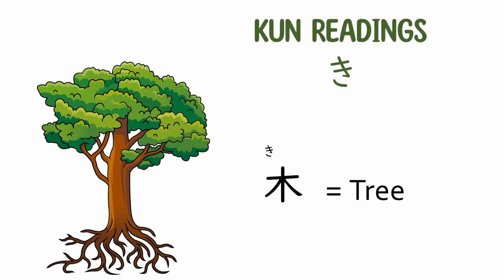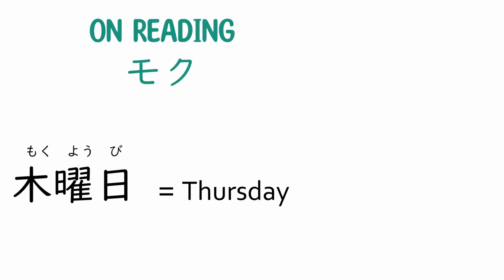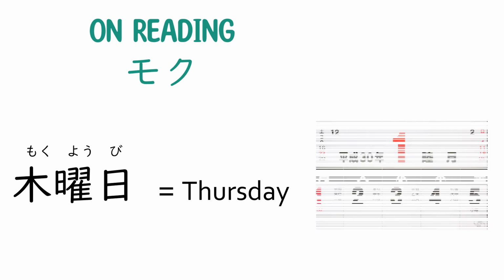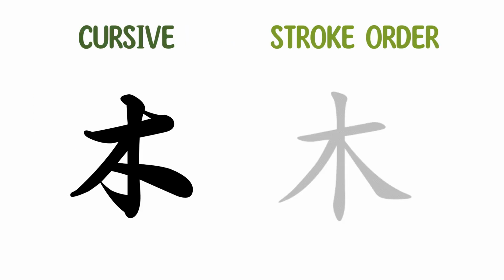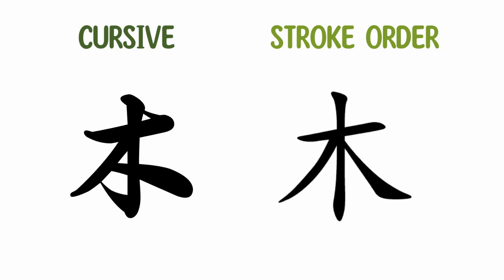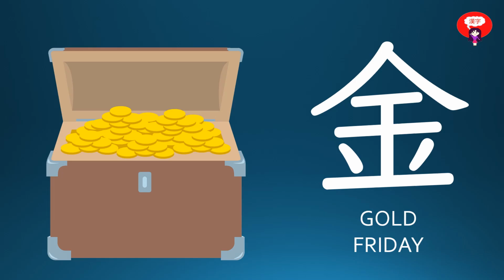The kun reading is ki, which again means tree. As for the on reading, we have moku, as in the word mokuyobi, or Thursday. You can see the kanji tree by itself in a Japanese calendar to denote Thursday. One last note, this kanji has 4 strokes and it is a JLPT N5 level. I hope you enjoy your Thursdays surrounded by trees.